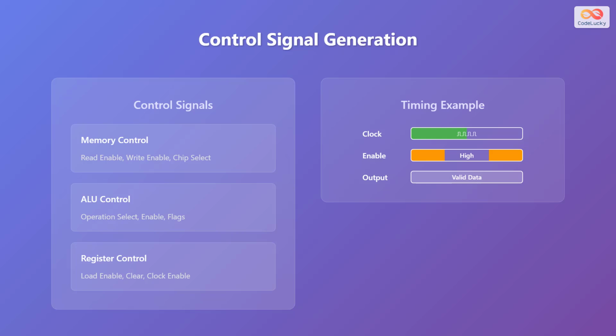Control signals are the heart of a control unit, directing the operations of other components. These signals can be categorized based on their function, such as memory control signals like read enable, write enable, and chip select; ALU control signals, such as operation select, enable, and flags; and register control signals, such as load enable, clear, and clock enable. An example timing diagram is shown with clock, enable, and output signals.